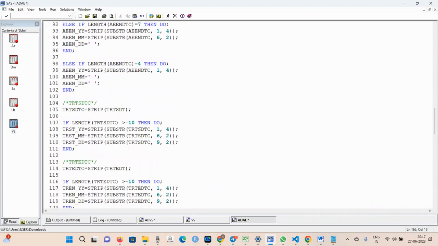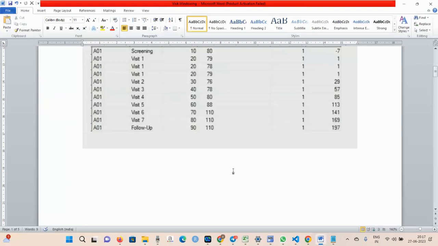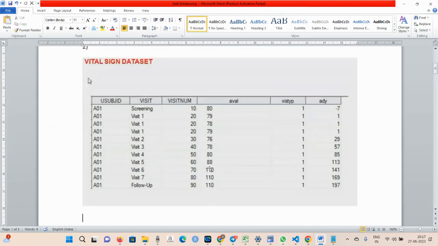For example, how to do the study day calculations. I just told you, starting from the enrollment to the day of the collection. That is the way you have to do the calculation for the study day. And why do we add plus one? We don't want any zero values. So that's the reason we keep plus one.